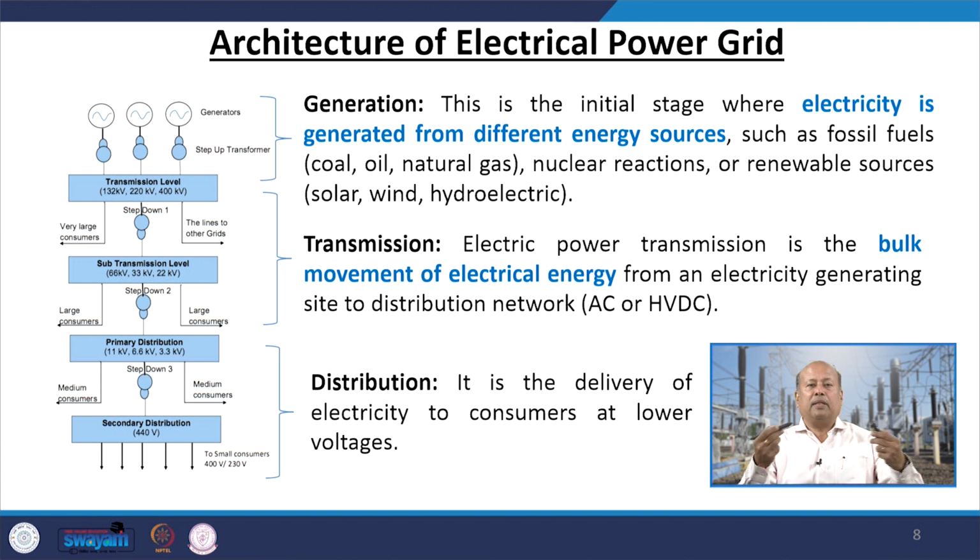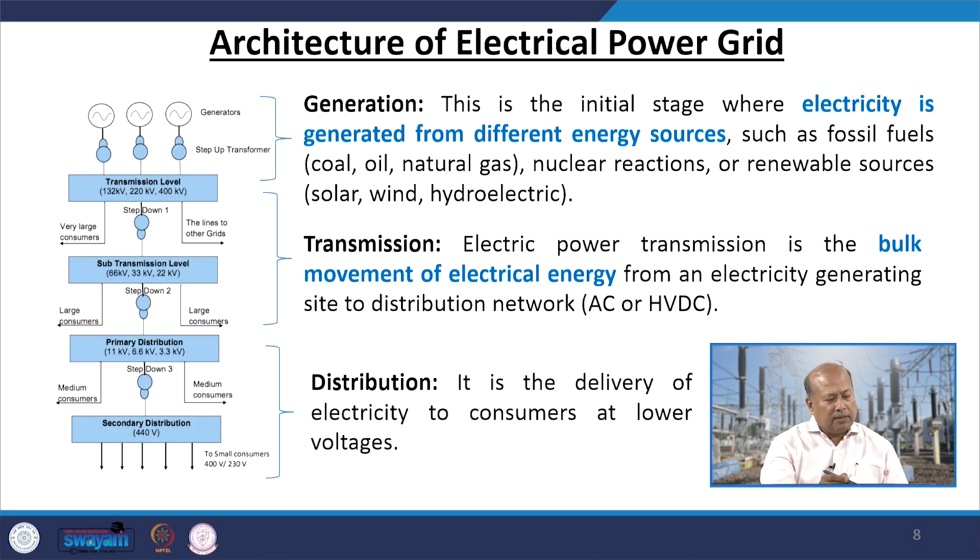But once the energy is available, a distribution network is the delivery of electricity to consumers at lower voltages. So, we as consumers are always connected. The room where I am recording my lecture now is a consumer point where we are connected to the distribution system of IIT Roorkee.